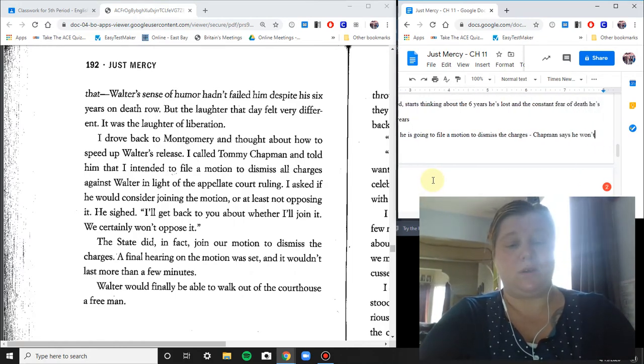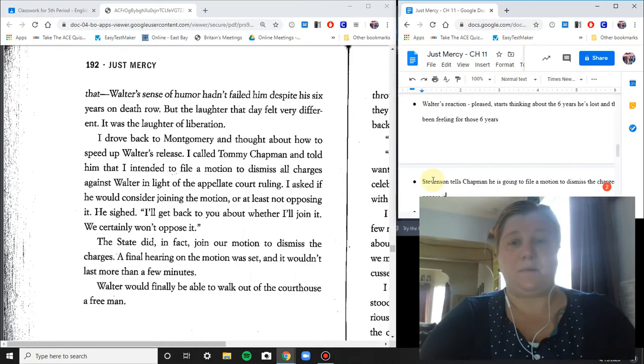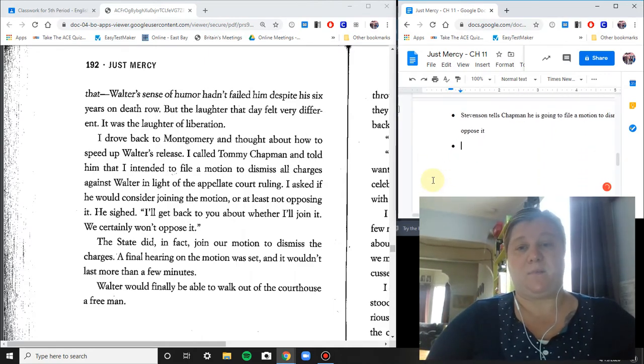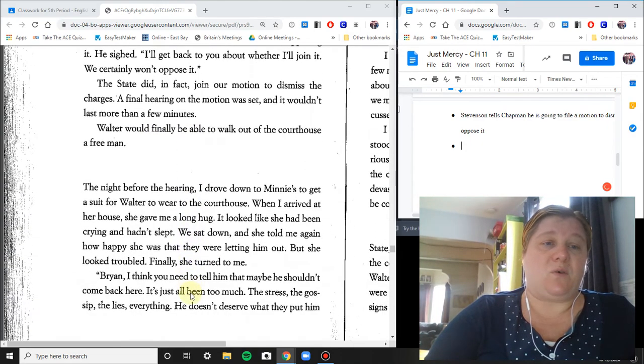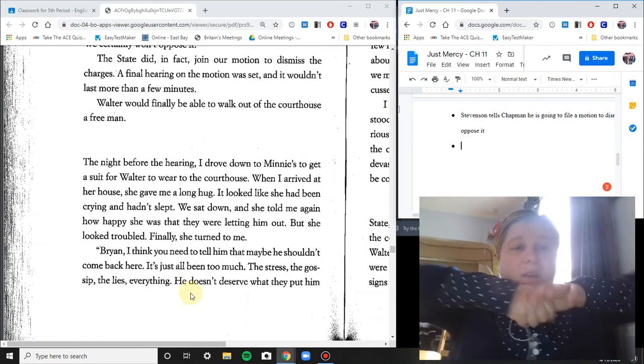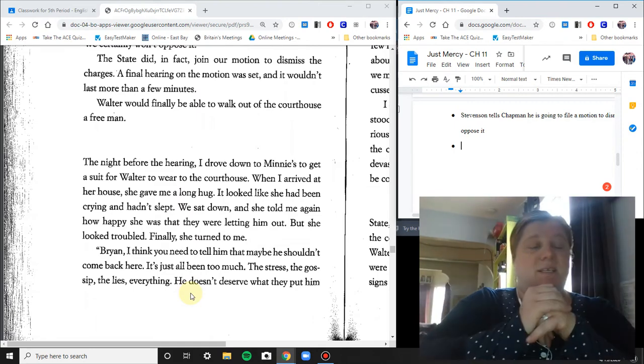Chapman says he won't oppose it. So he won't even fight it, right? Walter would finally be able to walk out of the courthouse a free man.